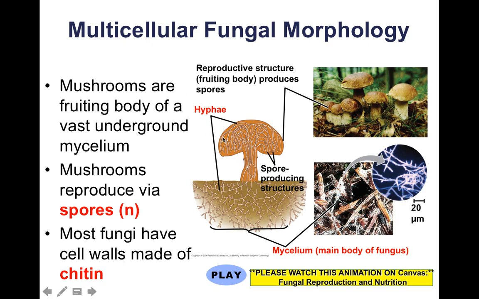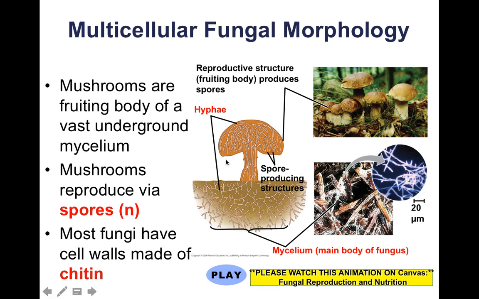So spores in fungi are usually haploid, similar to plants, but there are some examples of fungi that actually can produce diploid spores, which would undergo meiosis to produce haploid mycelium.